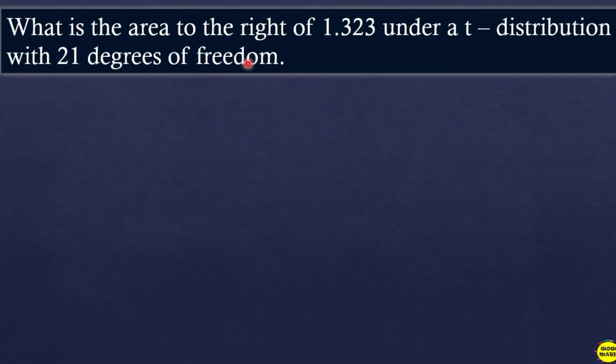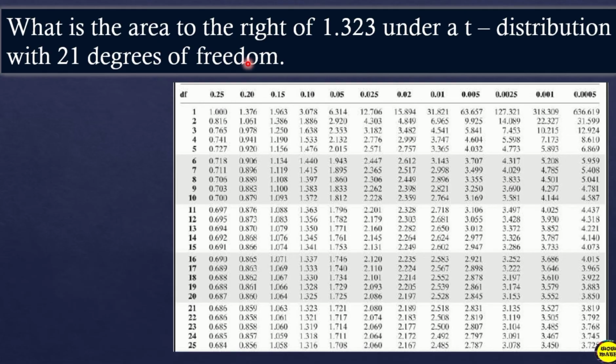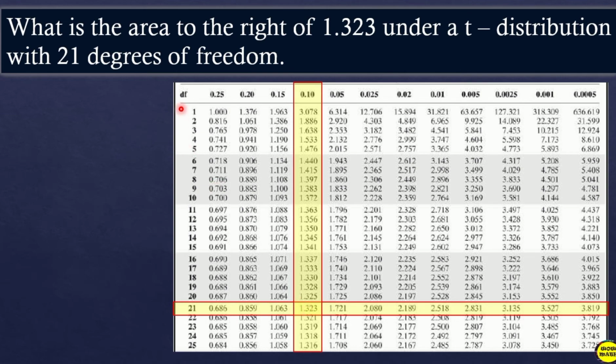So, kabaliktaran kanina. Dito, binigay yung T value saka yung degrees of freedom. Kukunin na natin yung area to the right of the T distribution. So, first, punta tayo sa degrees of freedom na 21. Hanapin natin si 21 dito. Ito yon. And then, hanapin natin yung 1.323. Ito siya. So, therefore, yung area to the right of 1.323 is 0.10.